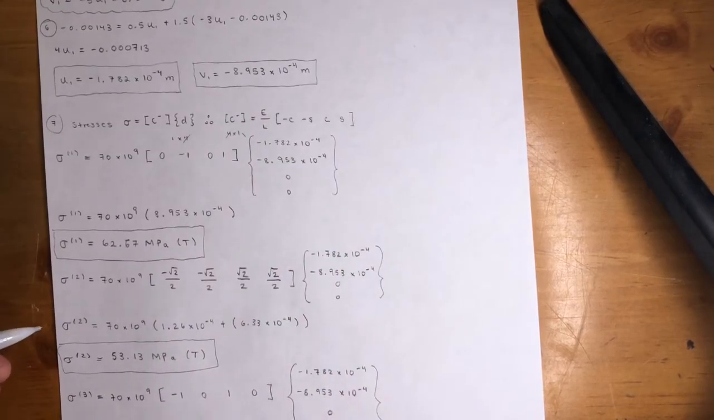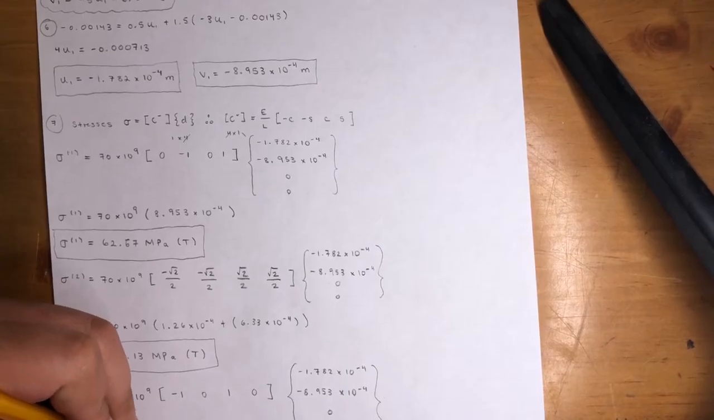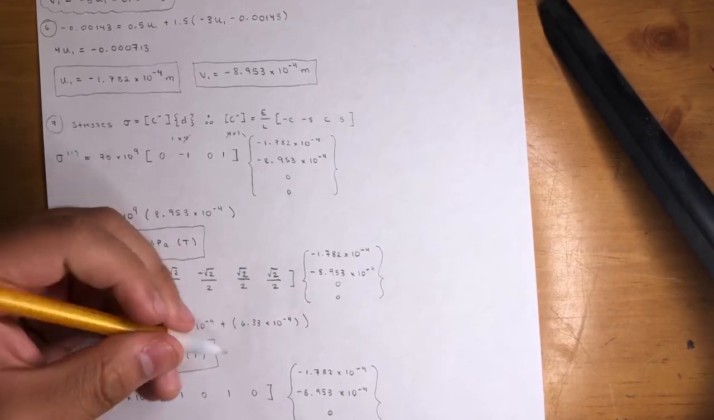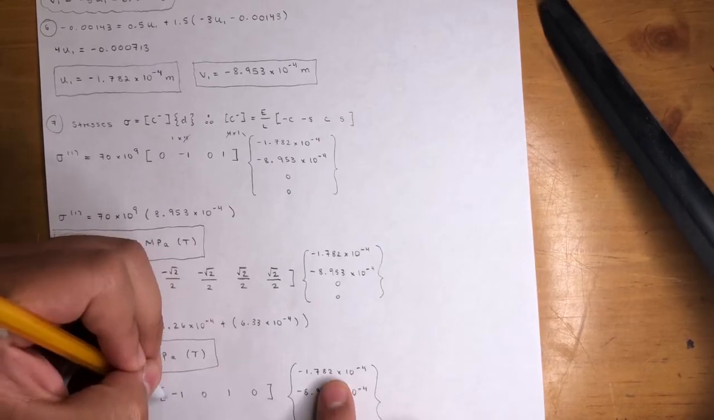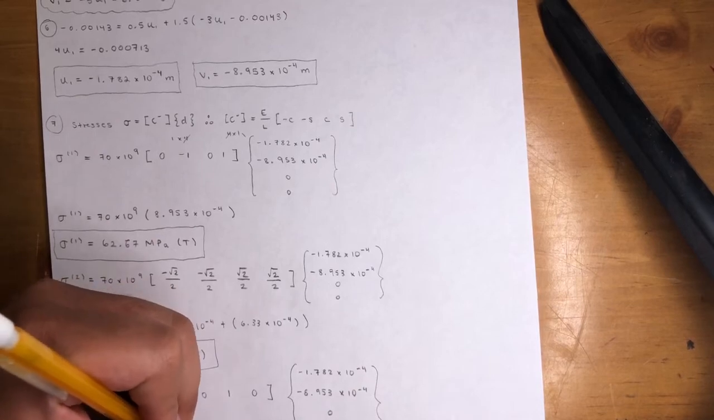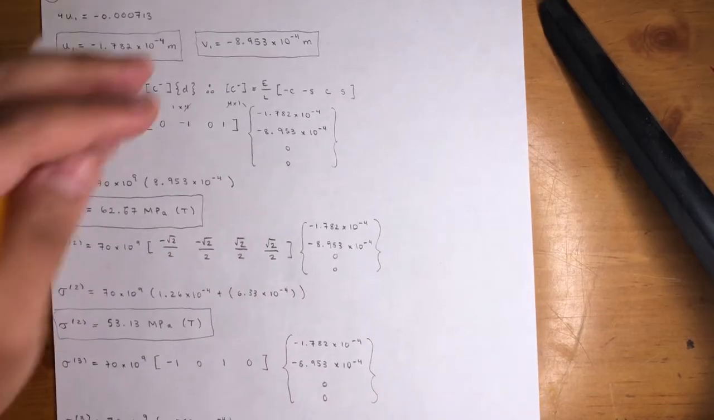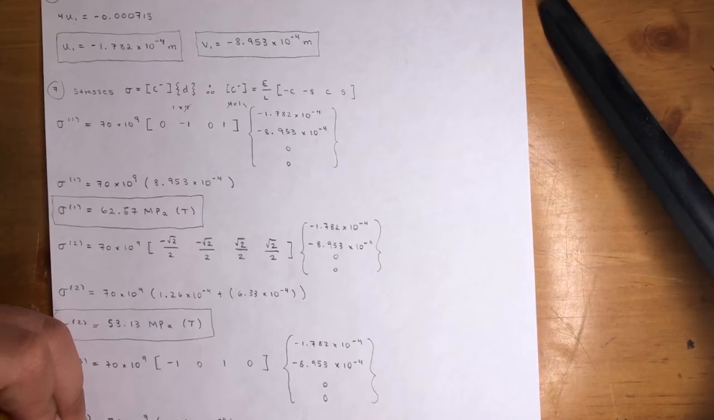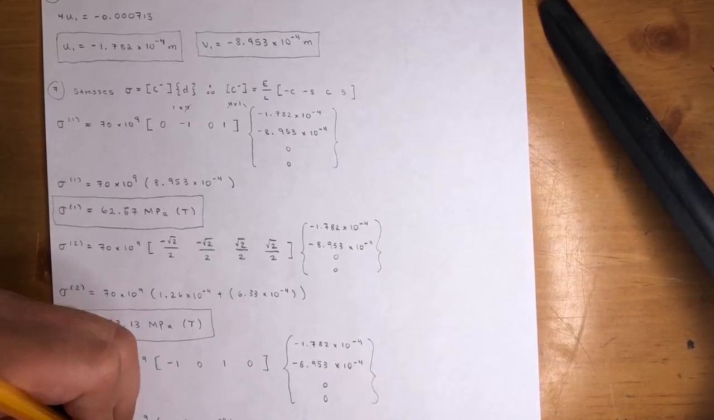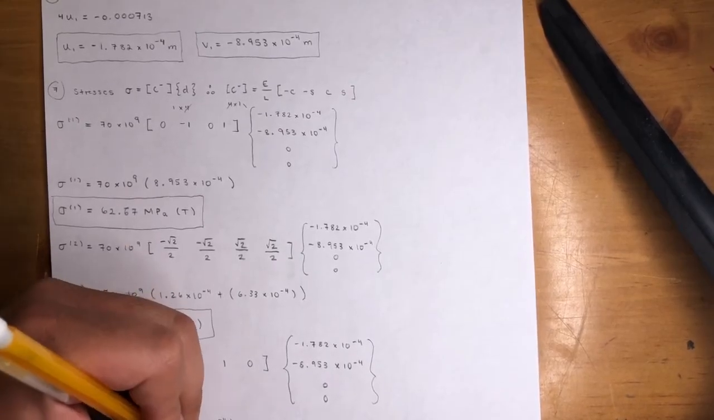So cool. Let's keep it going, right? Sigma 3 is equal to 70 times 10 to the 9, open parentheses, negative 1 times this, 0 times that, 1 times 0, 0 times 0, so it's just this one we care about. That's positive 1.782 times 10 to the negative 4. Multiply that. Sigma 3 is equal to a positive 12.47 megapascals. And that is also in tension.